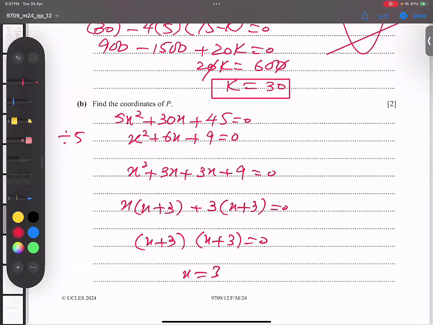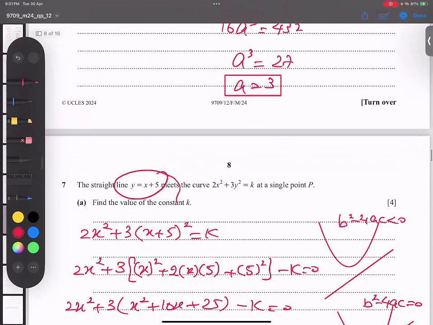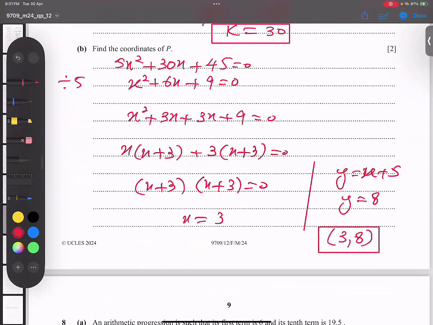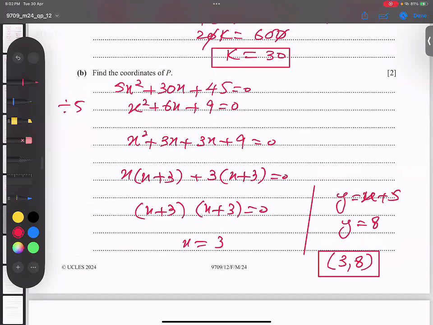And as coordinates, game is not over. We're looking for y coordinate. I can plug in it here. Y equal to x plus 5. When 3 goes there, I got an 8. So alhamdulillah Rabbil Alameen, 3,8 is the answer what he was asking for. And this question number 7 is over. Let's go for next question.